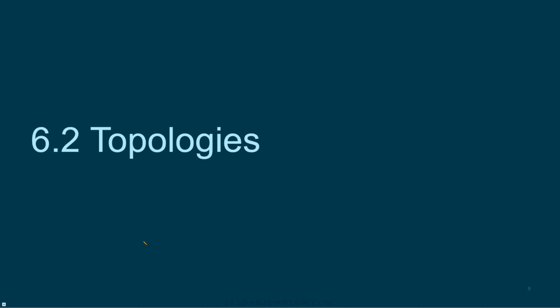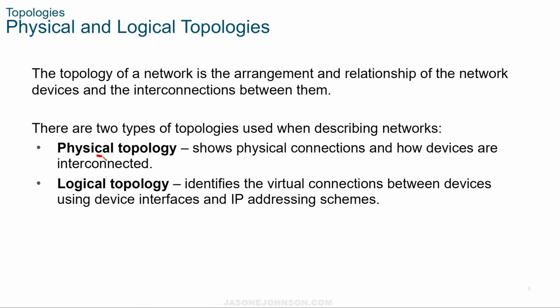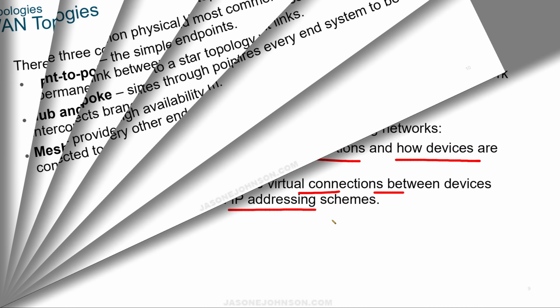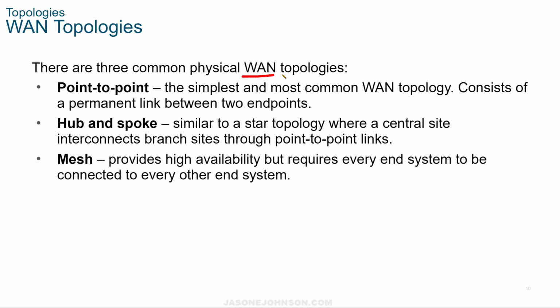Next, we're going to take a look at topologies. We have the physical topology and the logical topology. The physical topology shows physical connections and how the devices are interconnected. And then we have the logical topology that identifies the virtual connections between devices using device interfaces and IP addressing schemes. There are three common physical WAN topologies.